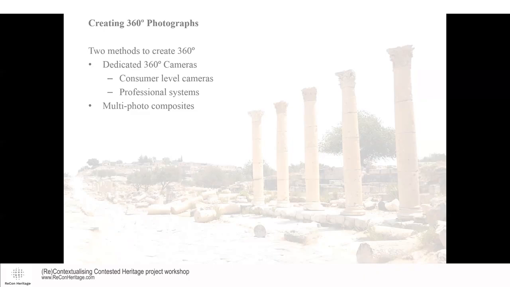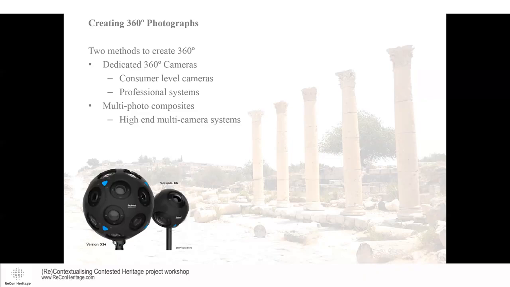The other method of creating 360s are multi-photo composites. Again, there are multiple high-end systems that will do this using multiple cameras or integrated into a single capture device, such as, for instance, these in the bottom corner, Facebook's semi-modular system, which it released a few years ago, the X24 and the X6, for instance.